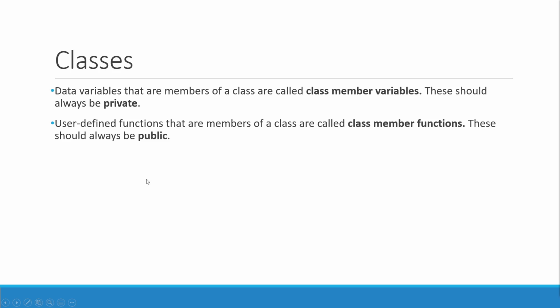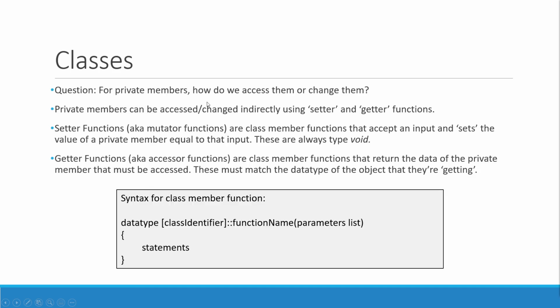Now, if a member is declared private, you wouldn't be able to access or change it directly. So how would you change variables that are declared private? Private members can be accessed or changed indirectly using setter functions and getter functions. Setter functions are class member functions that accept an input and set the value of a private member equal to that input. Setter functions are always of type void. Getter functions are class member functions that return the data of the private member that must be accessed. The data type for these functions must match the data type of the object that they are getting.